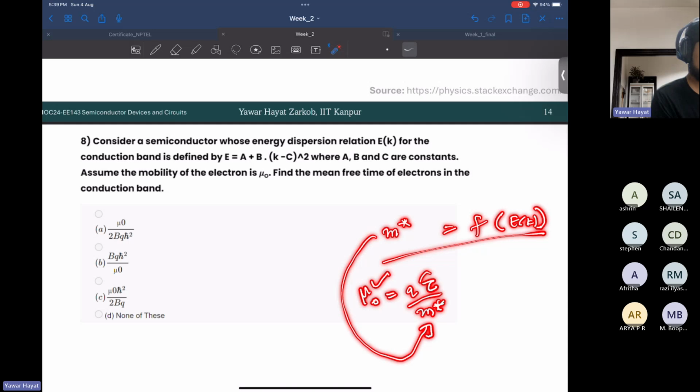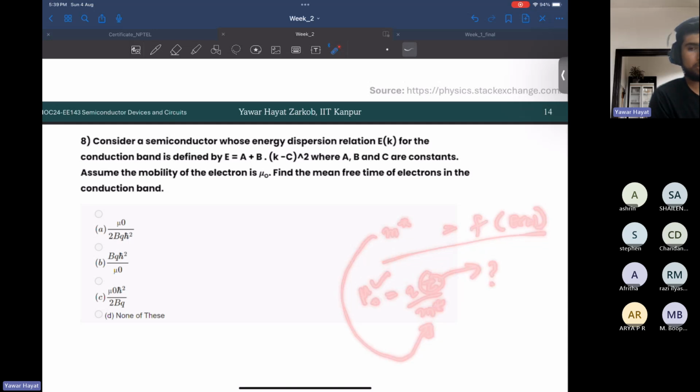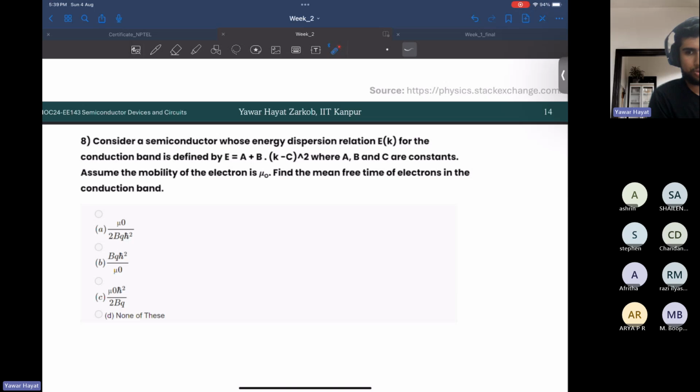You know mu naught. Compute this. This is how you'll get mean free time. I just told you the recipe. Let me see if anyone is able to work it out. I'll just wait for a minute.